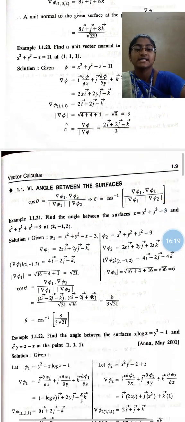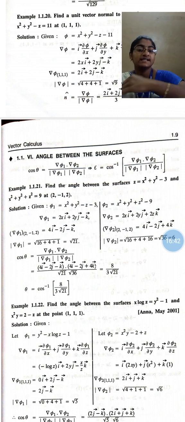And also the sixth topic, see the sixth one, find the angle between the surfaces. So the angle theta: cos theta is equal to del pi 1 dot del pi 2 divided by modulus del pi 1 into modulus del pi 2. And also theta can be found as cos inverse of the right side, with the remaining in the bracket.